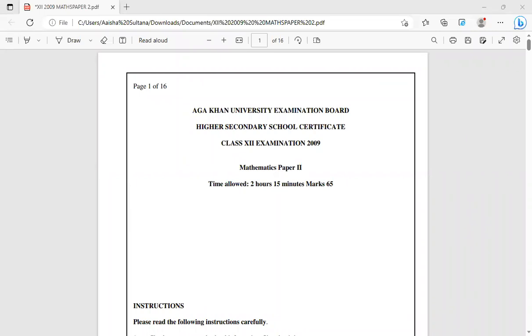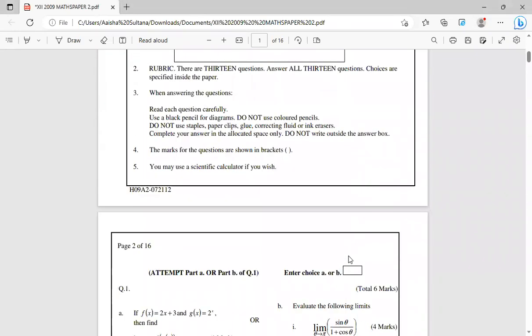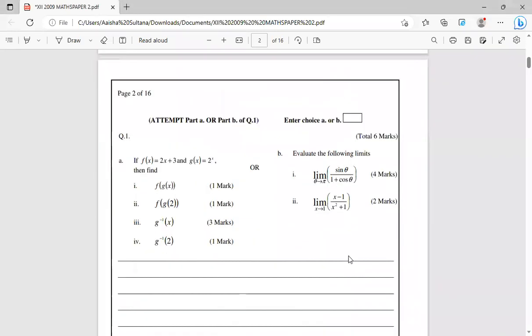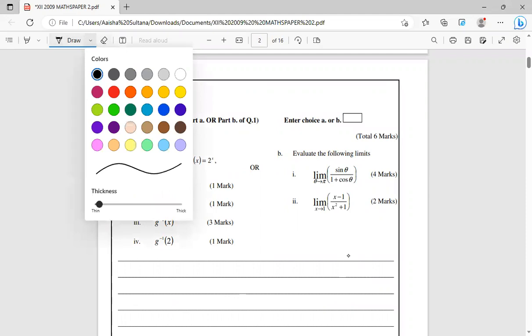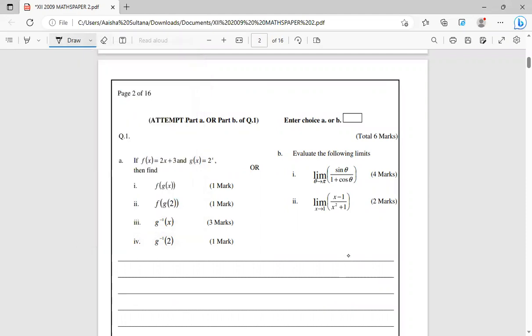This is paper 2, question number 1. Question number 1 belongs to the composition of a function. There are two functions, f of g of x. Part 1, f of g of x.